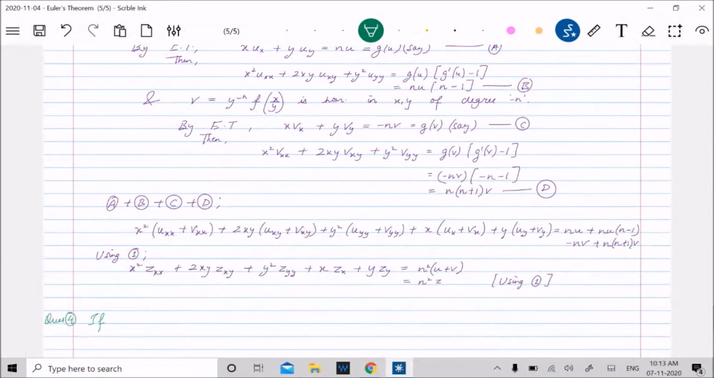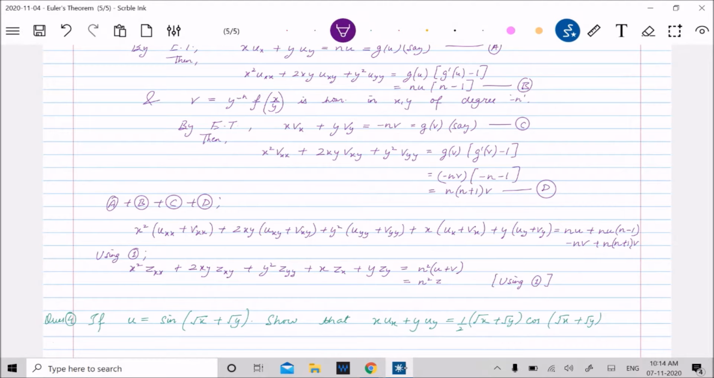Okay, so question number 4: if u is a function of sine of square root of x plus square root of y, so that x del u by del x plus y del u by del y equals 1 by 2 times square root of x plus square root of y times cos of square root of x plus square root of y.